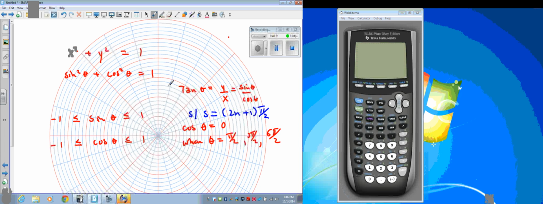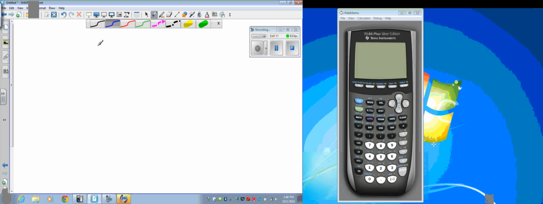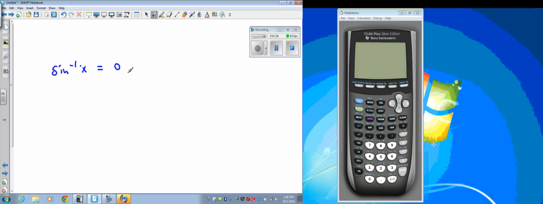On page 123, it's saying determine the number with the given circular function values. Remember that the keys marked sine inverse, cosine inverse, and tangent inverse do not represent reciprocals. This is what they're telling you. Don't think that sine inverse of x equals theta means sine inverse x equals 1 over sine. It's not true.